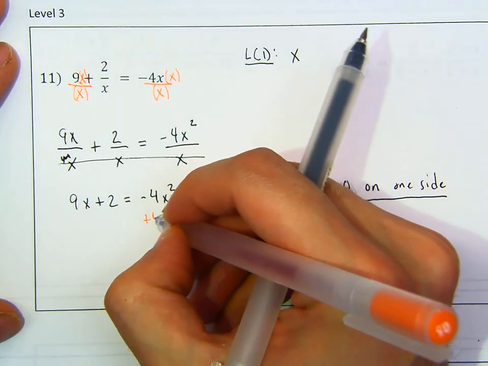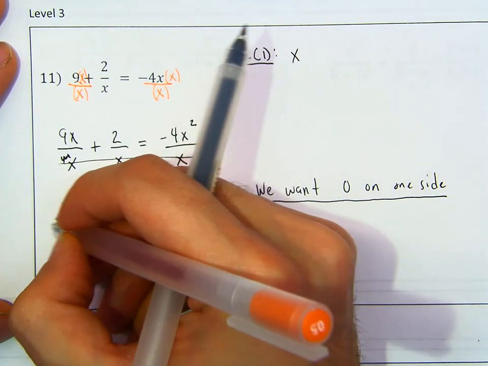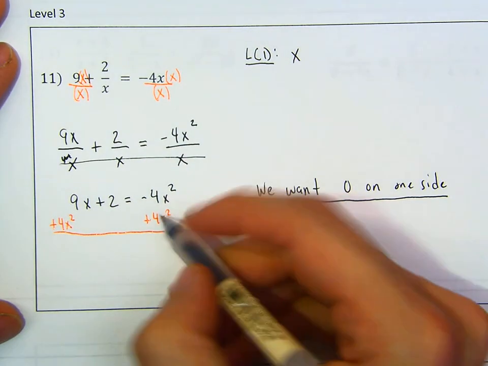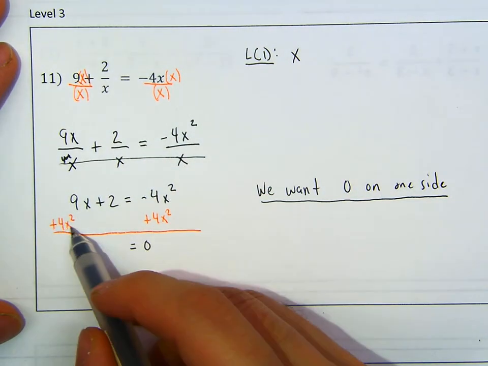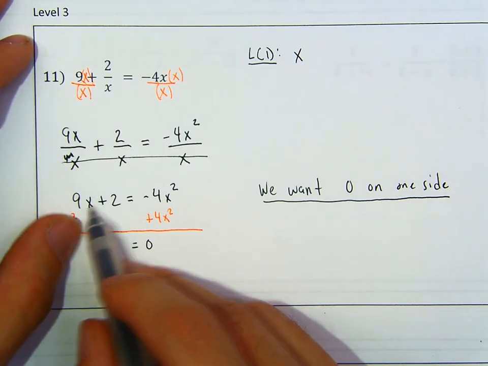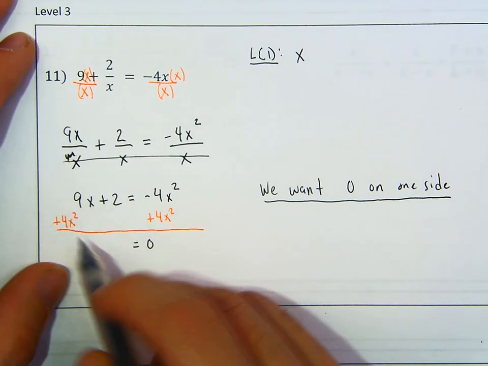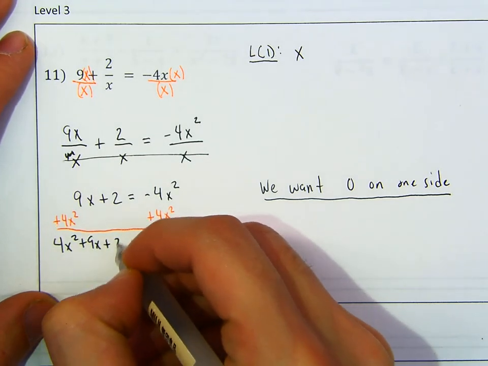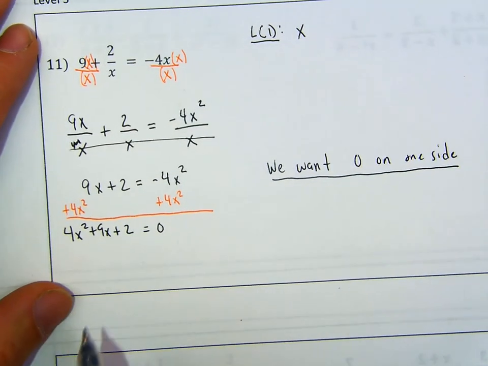Let's add 4x squared on both sides. And now here, notice this equals 0. Can you combine this 4x squared with the 9x or the 2? No, because they're not like terms. So this is 4x squared plus 9x plus 2. And now here we need to solve this.